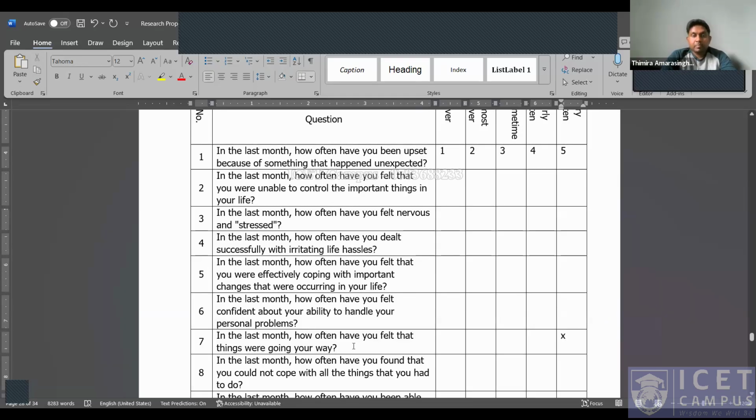So my answer is very often, I would put a tick here. As a respondent, I put it here. But remember, if the question was like this, how often you felt that things were not going your way?